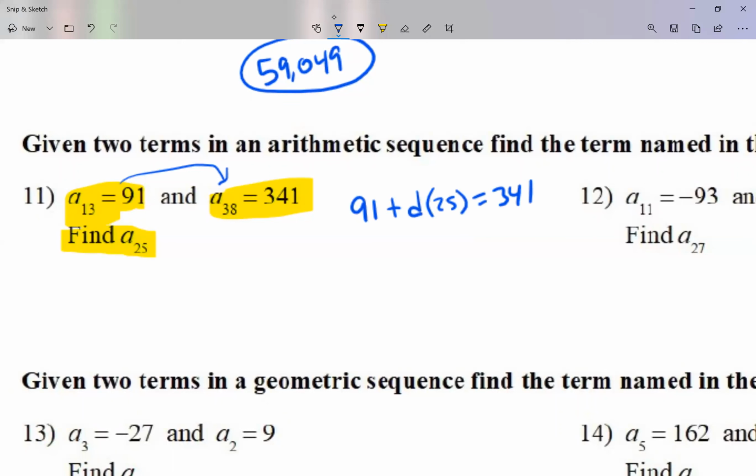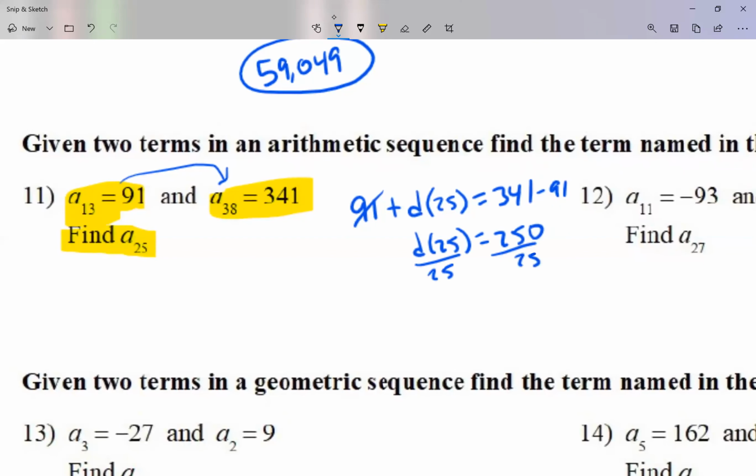I'm going to find out what's the difference first, right? What's the number I keep on adding? This plus 91, this positive 91, let me move it as a negative 91. So I have D times 25. Some people call it 25D, it's the same thing. 341 minus 91 is equal to 250. Let me divide both sides by 25. So I get D is equal to 10.